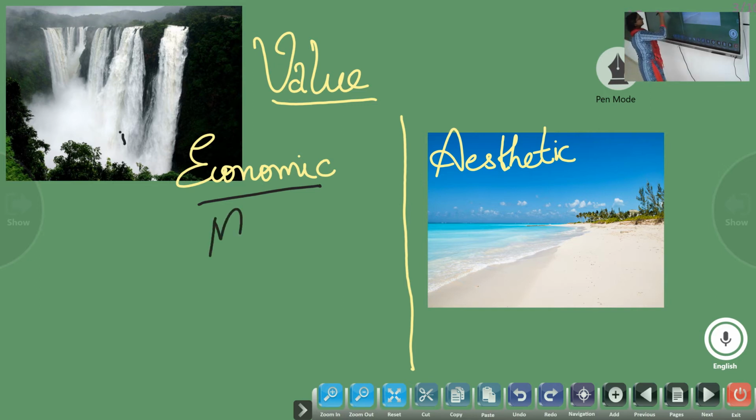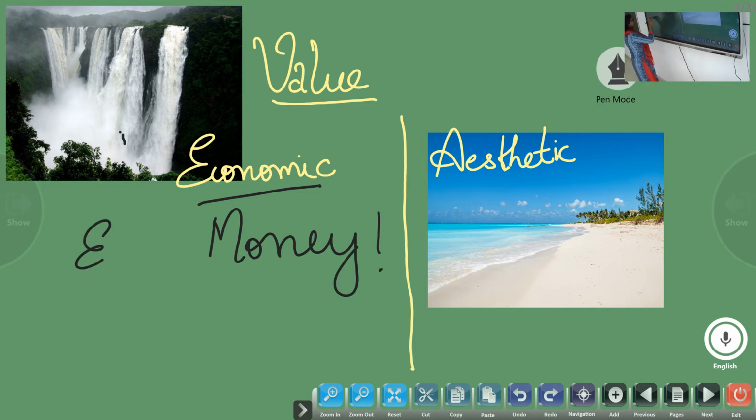So anything from which we can earn money has an economic value. Flowers, have you seen people walking around selling flowers? So a flower is also an economically valuable resource. Aesthetic. In aesthetic, there is no money involved.